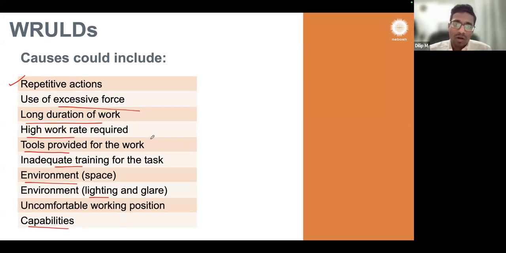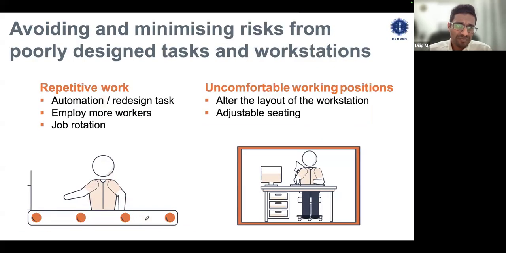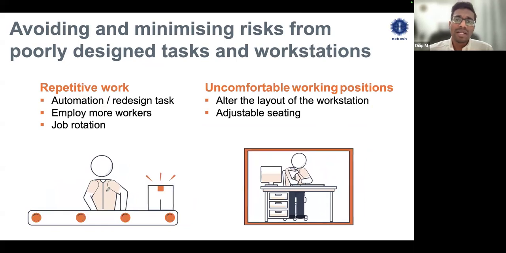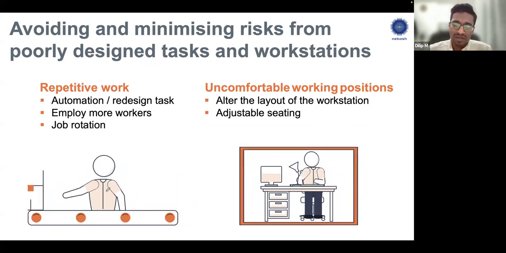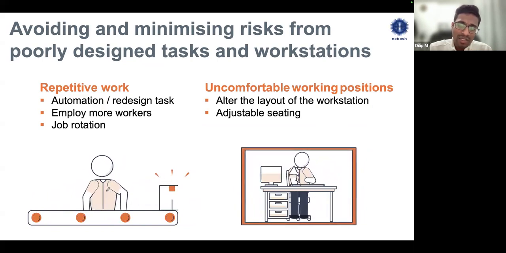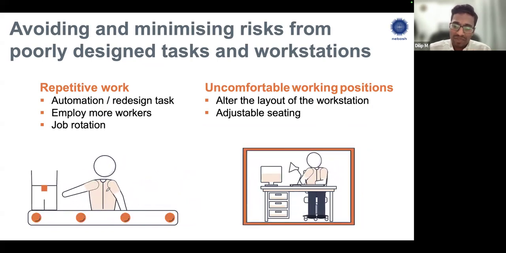So if your work involves any of these contributing factors or a combination of them, then there is a strong likelihood that it could cause musculoskeletal disorders. So how do we avoid and minimize risk from poorly designed tasks and workstations? Now earlier we referred to WRULD as a medical condition, right?